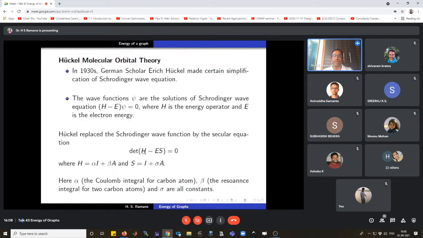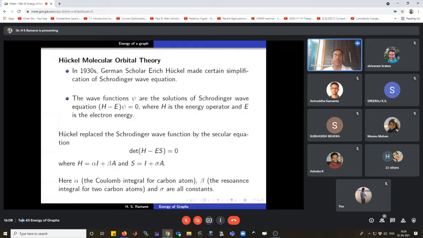Here H is alpha I plus beta A and S is I plus sigma A, where alpha, beta, and sigma are constants, I is the identity matrix, whereas A is the adjacency matrix. So you put alpha is 0 and beta is 1, then H becomes the adjacency matrix, and for sigma 0, S becomes the identity I. So it will be the determinant of A minus lambda I equal to 0, where A is the adjacency matrix of the molecular graph. I will tell what is meant by molecular graph.